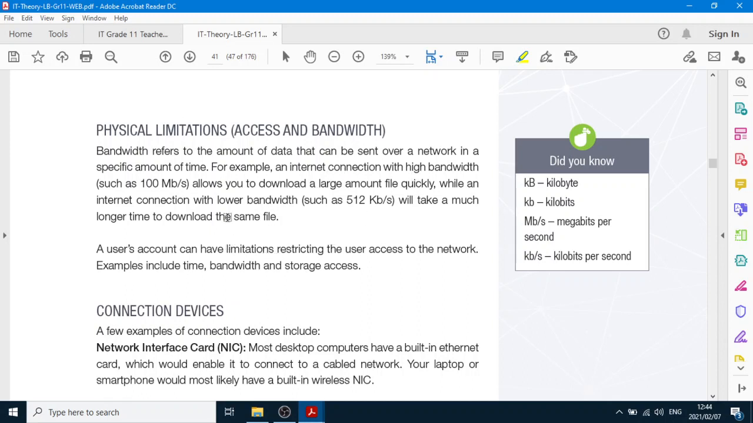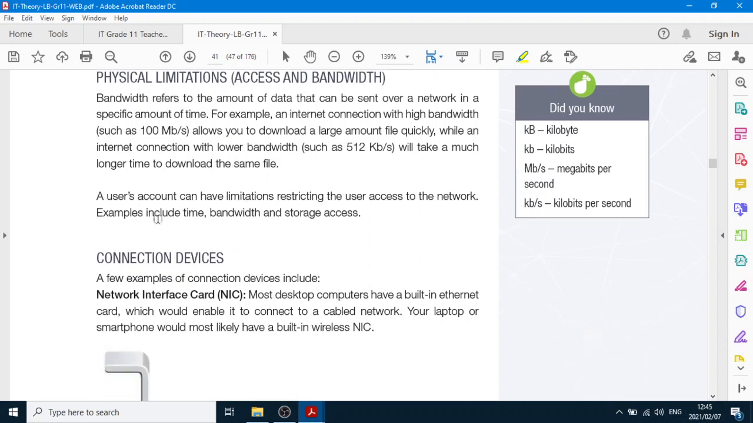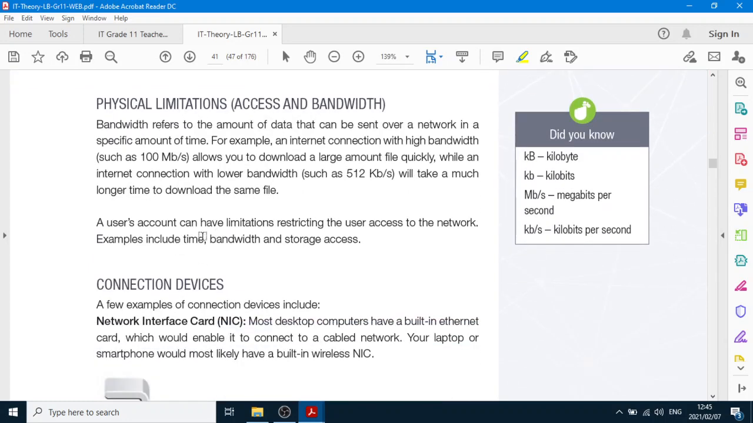An internet connection, for instance, with a high bandwidth such as 100 megabits per second can download a large file quickly, while a low bandwidth will take a much longer time. And of course you can also have user account access, to restrict user access to the network. A user's account can have limitations on the time that they're available, the bandwidth, and their storage access on a network.